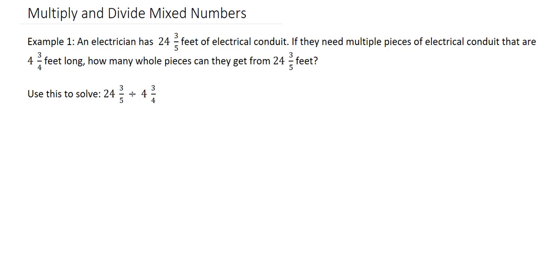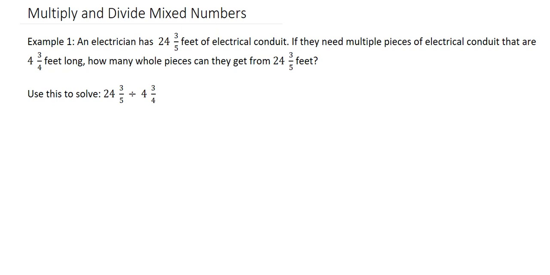Multiply and divide mixed numbers. Example 1. An electrician has 24 and 3/5 feet of electrical conduit. If they need multiple pieces of electrical conduit that are 4 and 3/4 feet long, how many whole pieces can they get from 24 and 3/5 feet? So we're going to use the following below to solve.